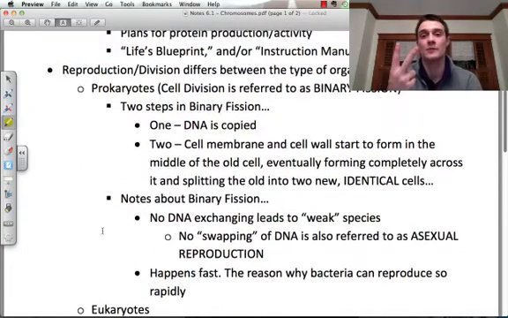There's two steps. I like to think of that word binary. Bi means two. It's a root word for two. It's two steps, and the result is two new cells. All right, so two steps here.